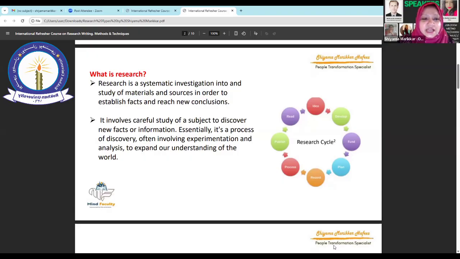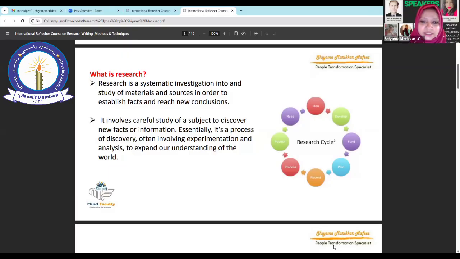Research is vast. It's like an ocean. Someone must have already done something on a topic, and you are going to find a new conclusion or expand the knowledge towards it. That is all about research.